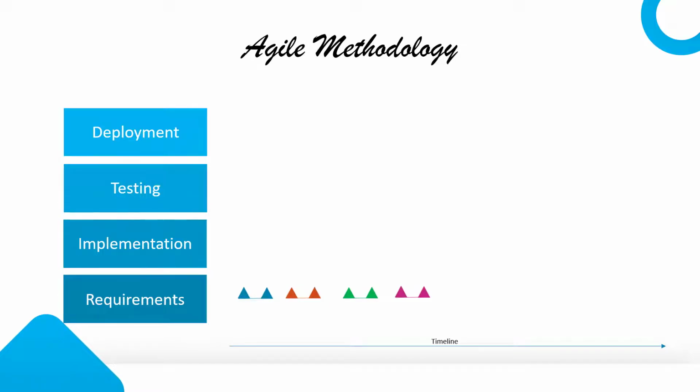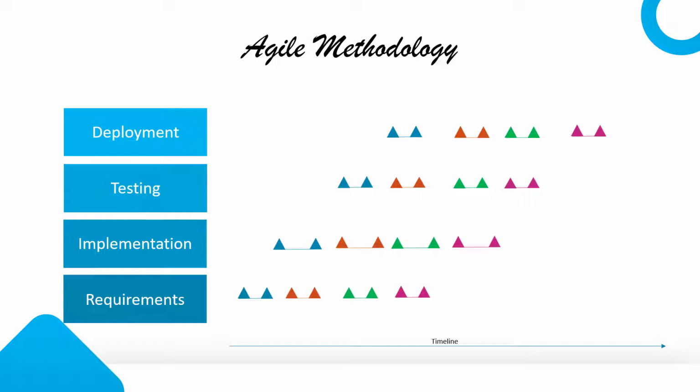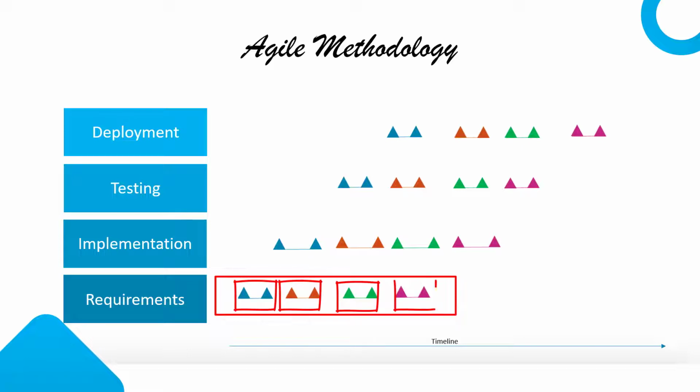So as soon as the first one is done, we can start the implementation on that while the requirement team works on the second part. And once the second requirements are done, they can start implementing that, and so on. Same applies for testing and deployment. The main advantage here is we are not waiting for a long time for the requirements to be done. We are splitting that up in short pieces. That's why it will be completed much faster.